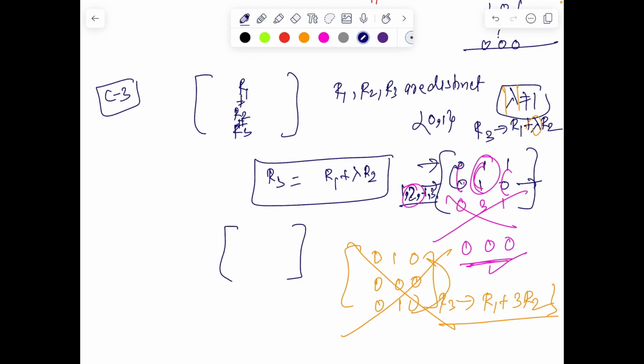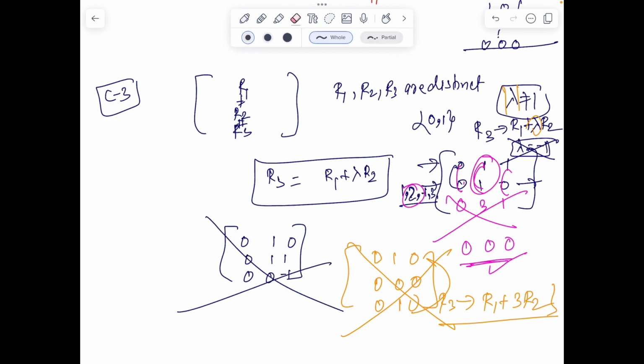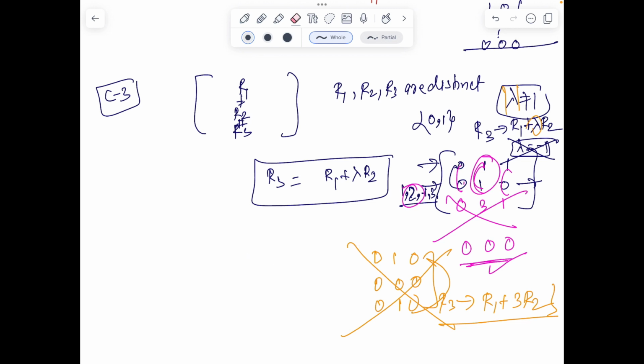Okay. In general, a difference will also not work. So lambda minus 1 is not always valid. Why? Because I can select 0 1 0 and 0 1 1, and if I subtract, we'll get 0 0 minus 1. So that's not possible. Okay. So for the linear combination, the third row must be R1 plus R2. So lambda must be 1.